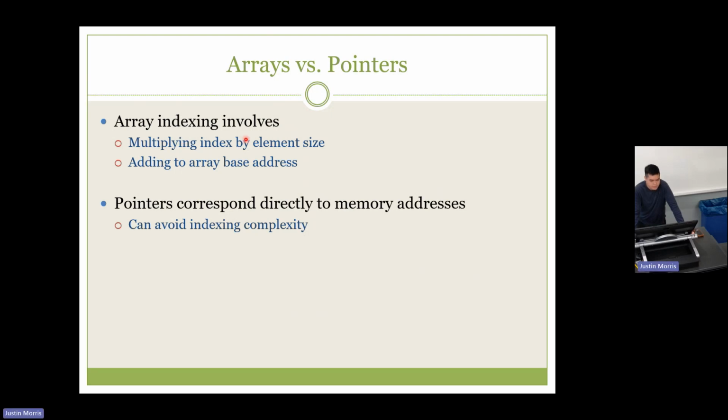We have array indexing, which is going to index by the element size. We basically have the base address, and we're going to add the offset to that base address as array indexing. And then pointers correspond directly to the memory address. So rather than keeping that base address, we're going to continue to just modify the direct address, and we won't use the immediates.